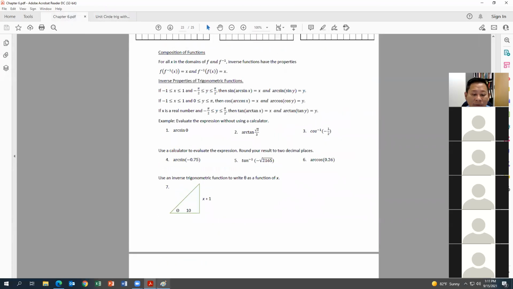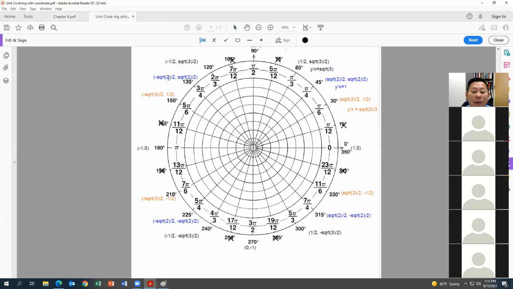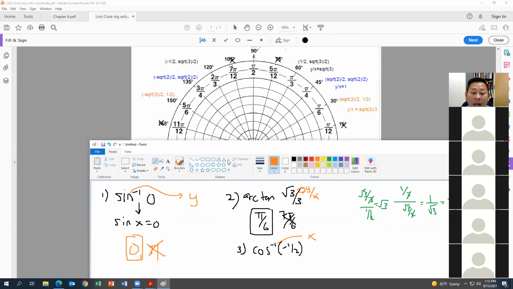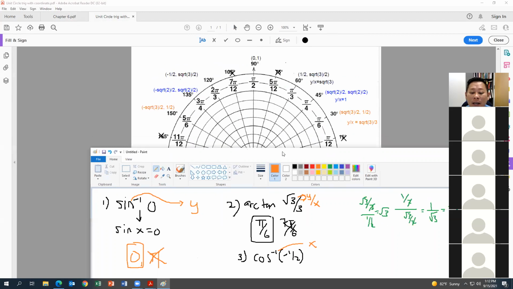This one, arc cosine of negative 1/2. So this is your x. So this is your y, and this is y over x that you need to go. So for this case, you need to look at your unit circle, and because it is cosine, cosine only does quadrant 1 and quadrant 2. So you do not need to look at quadrant 3 and 4. So which one of these will give us negative 1/2 on the x value?